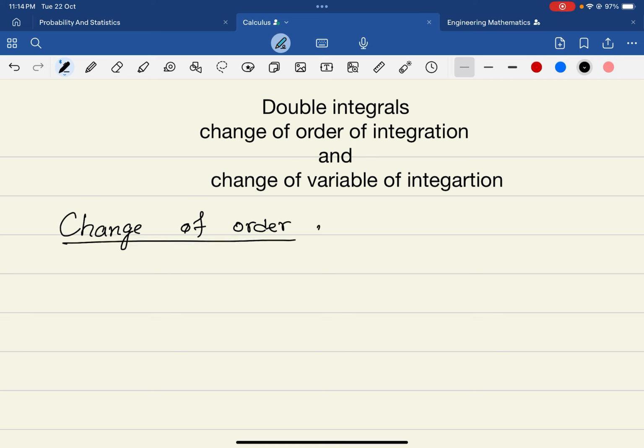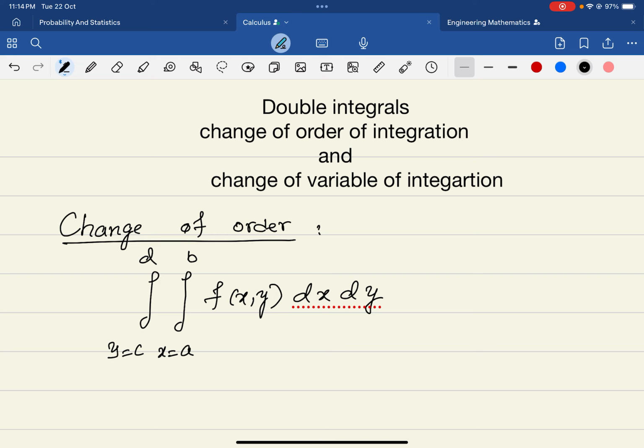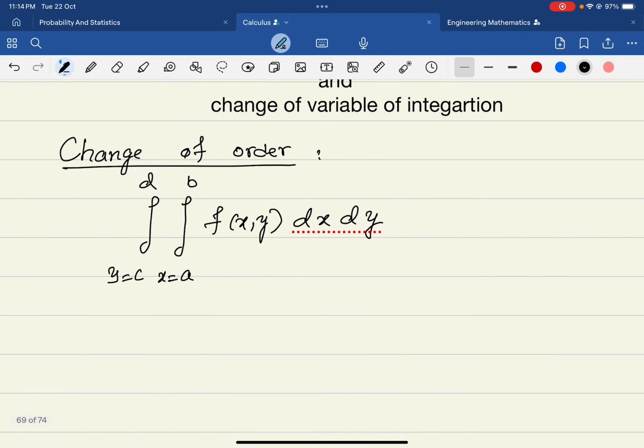What do you mean by this? Change of order means, for example, if I write the double integral of a function f of x comma y, any function, dx dy, and the limits of x are from a to b and y is from c to d. What do you mean by the order of integration here? When we are integrating, first we are integrating with respect to x, and the limits of x are from a to b. Then we are integrating with respect to y, and the y limits are from c to d, correct?